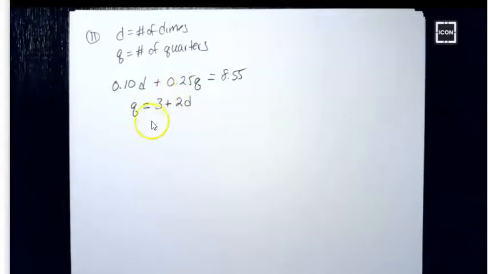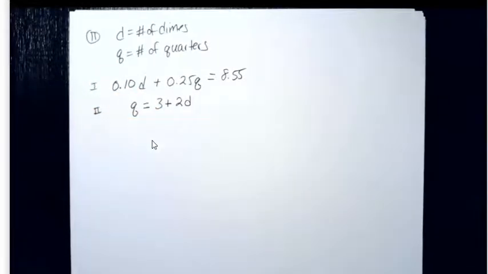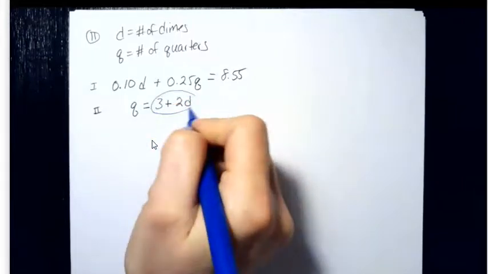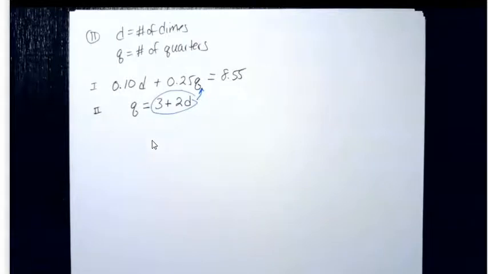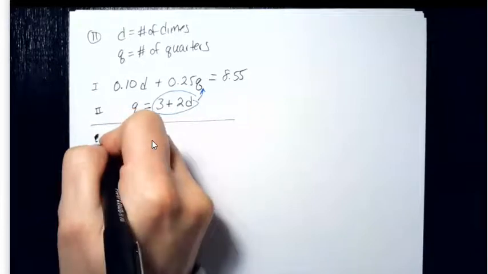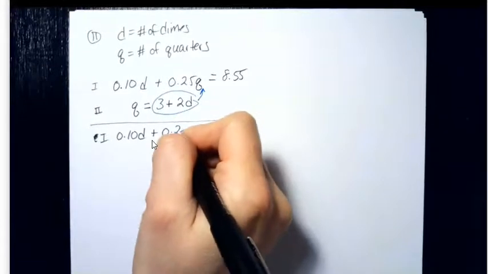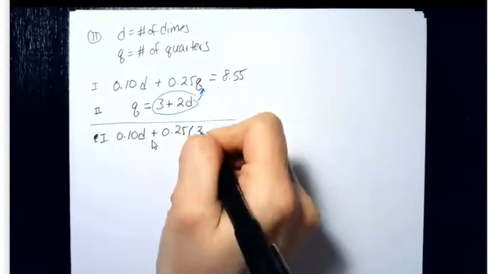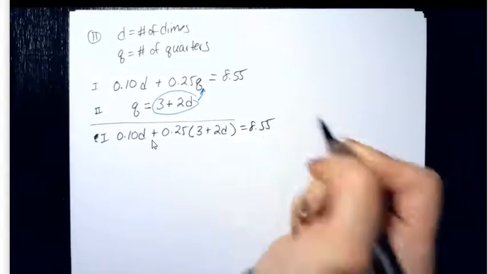And so now we have our two equations, two variables. This is set up nicely for substitution because the second equation is solved for Q. So I'm going to take my expression for Q in the second equation, plug it in for the first equation. So now that first equation: 0.10D plus 0.25, I need parentheses here, 3 plus 2D equals 8.55.